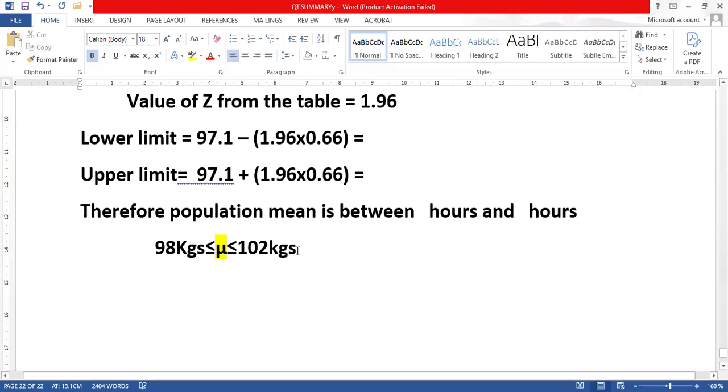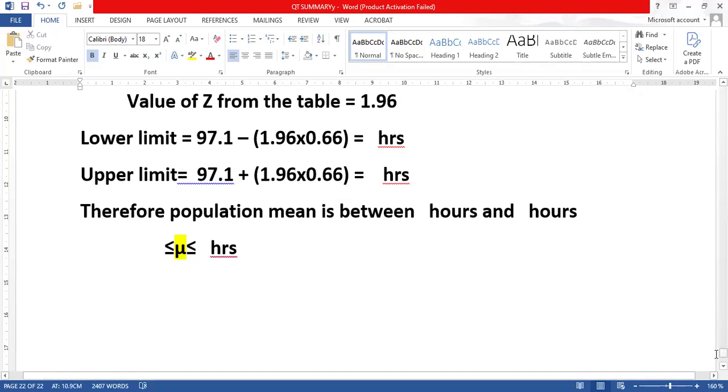Any question? I'm done with this part. What do you get here? The figures will be in hours. You round off to 1 decimal point because the sample mean and the standard deviation were in 1 decimal point. Okay.